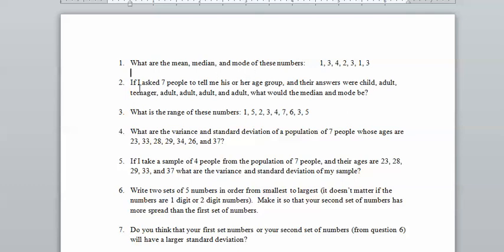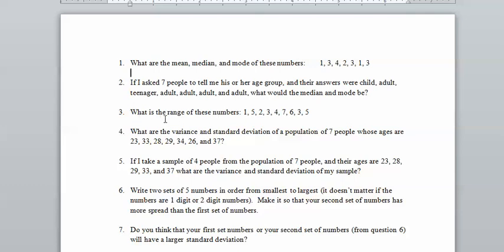This next question asks, if I asked 7 people to tell me their age groups and these were their 7 answers, what would the median and mode be? To get the median, you put the answers in order, and you take the middle value, just like you did in question 1, and the mode is just the answer that shows up the largest number of times. You can find the median of these answers because age group is an ordinal variable, which means that you can put the people's answers in order from smallest to largest.